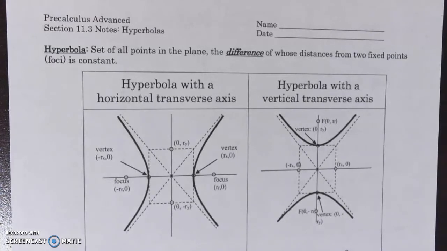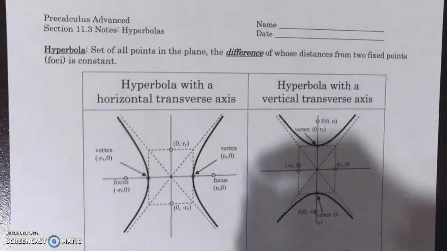There's going to be very similar terminology to what we used when we were talking about ellipses, okay? And we'll start with the definition of a hyperbola. It's a set of all points in a plane, the difference of whose distances from two fixed points is constant, okay? Let me show you what that means.